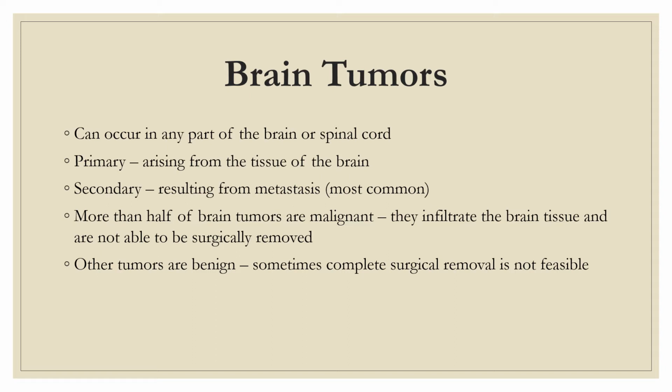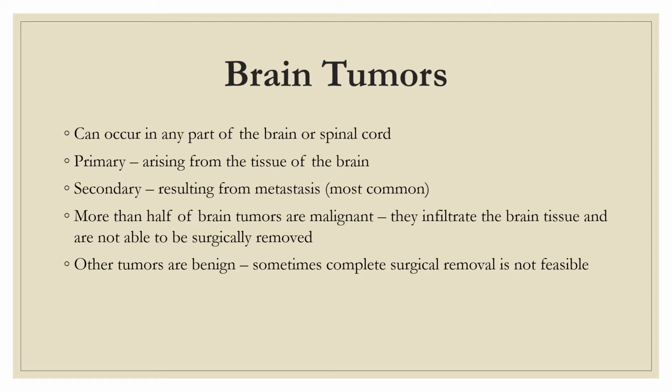Most often, brain tumors occur in middle-aged people, but they can be seen at any age. Meningiomas, which we will get to, are the most common primary tumor. When I say primary, I mean that it arises right in the tissue of the brain. It hasn't metastasized. Other common types of tumors are gliomas. Tumors of the brain can occur in any part of the brain or spinal cord. Like I said, primary tumors arise from the tissue of the brain, and secondary tumors result from metastasis, and that's the most common.